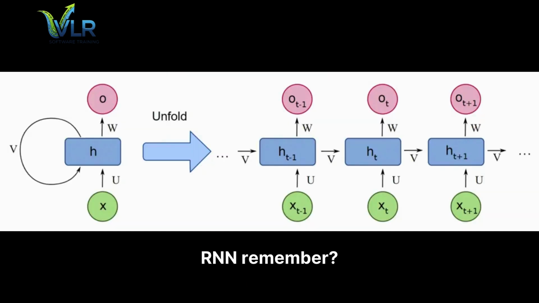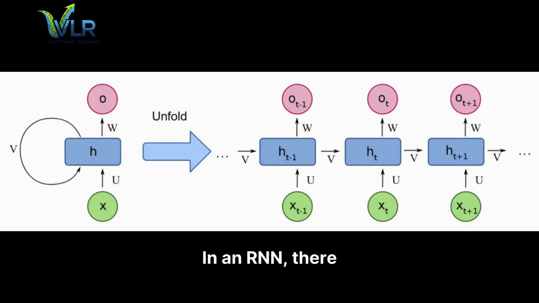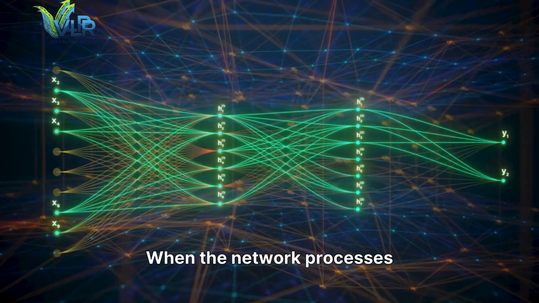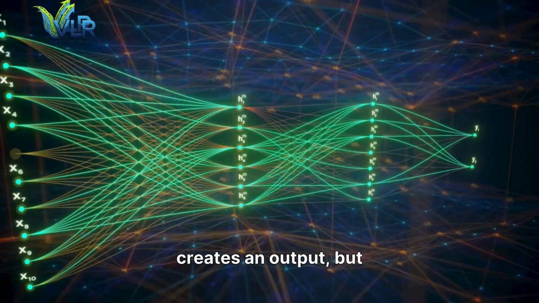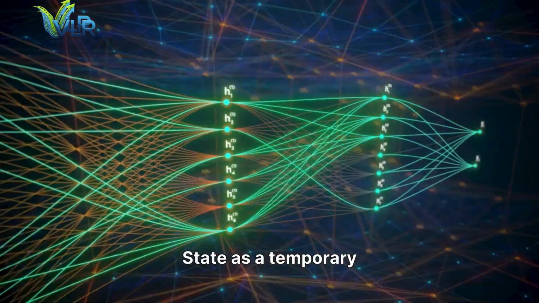So, how does an RNN remember? In a normal network, information flows straight, input to output. In an RNN, there is a loop. When the network processes the first word, it creates an output, but it also creates something called a hidden state. Think of this hidden state as a temporary memory.